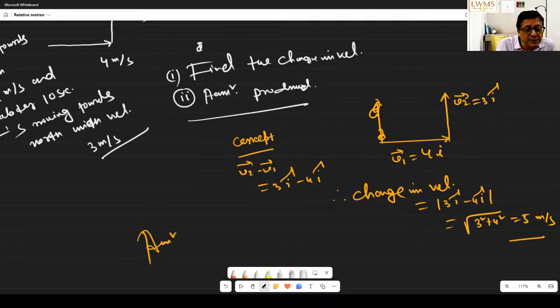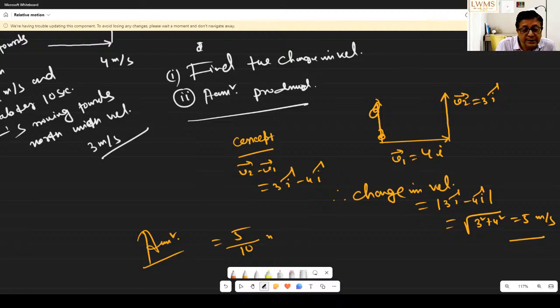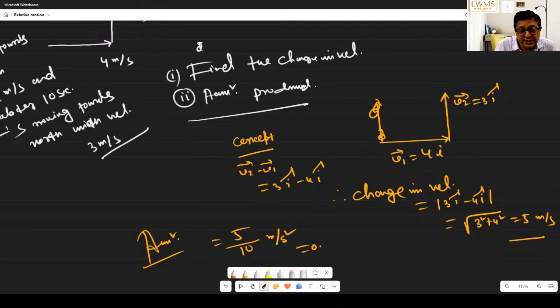So acceleration will be what? 5 divided by 10 meter per second square. Clear? People can ask you this question also. If the mass of the body is 2 kilogram, what is the force required? Someone has done this. It is going towards east with 4. Who changed? It is towards north suddenly. What's the force he has applied? It will be mass into acceleration. Clear? Understand?